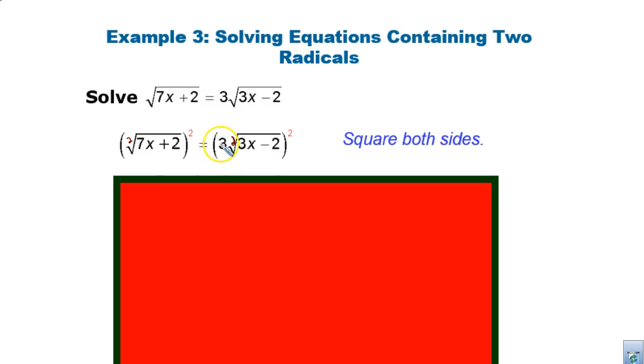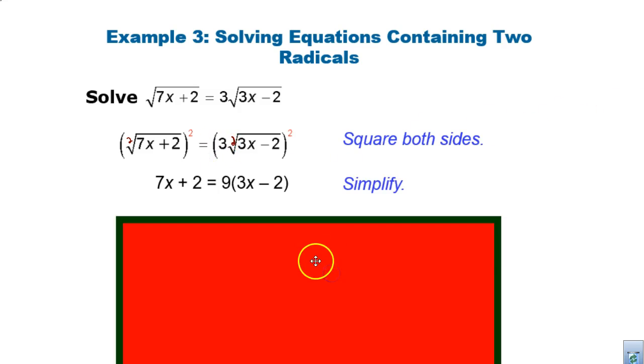So 3 is outside, but we still have to raise it to the second power because it's not under the radical. 3 squared is 9. And then the square root of 3x minus 2 squared, the radical and index cancel out, giving us just 3x minus 2. So you want to be very careful when you do this. One of the most common things that students forget is that we have to square everything. When you square a square root, that's pretty easy. Whatever's underneath comes out, right? But when you square something that's not under the radical, you have to make sure that you actually square.